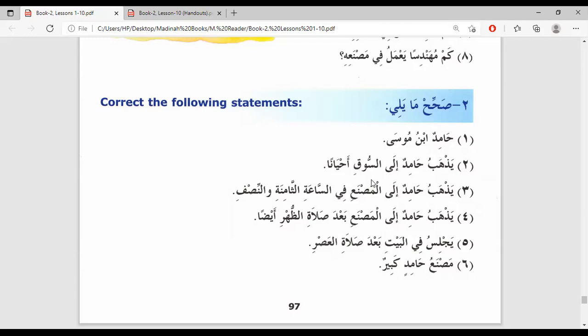يذهب حامد إلى السوق أحيانا. Okay. Occasionally. Yes, occasionally. No, sometimes. أحيانا, sometimes. No, he goes daily. غير صحيح.